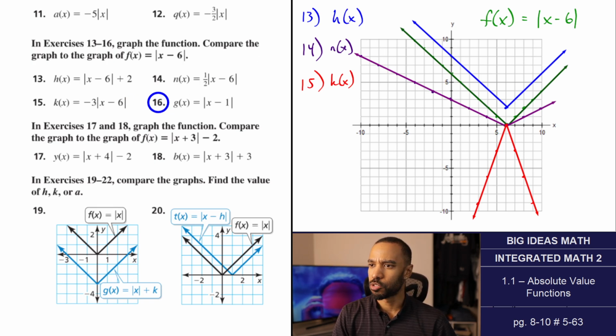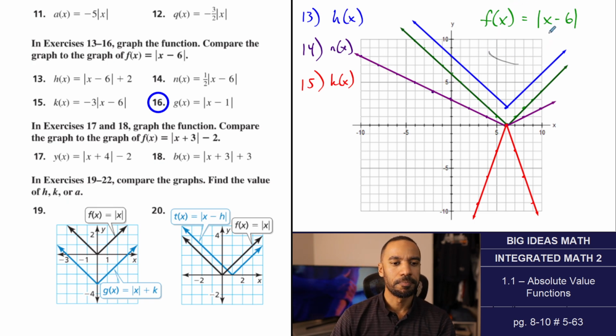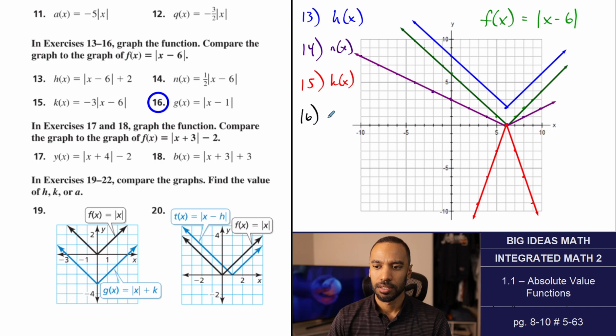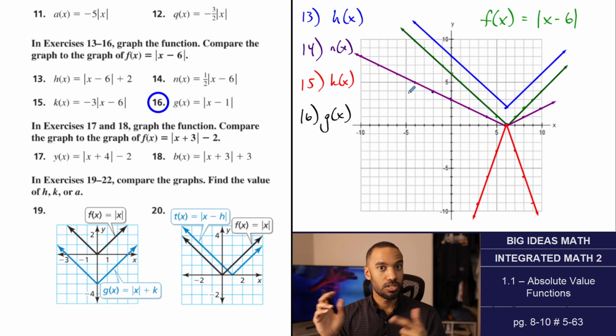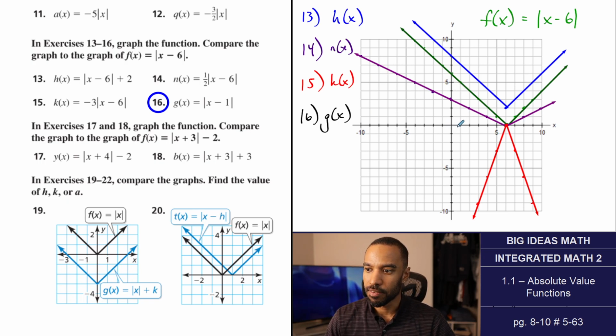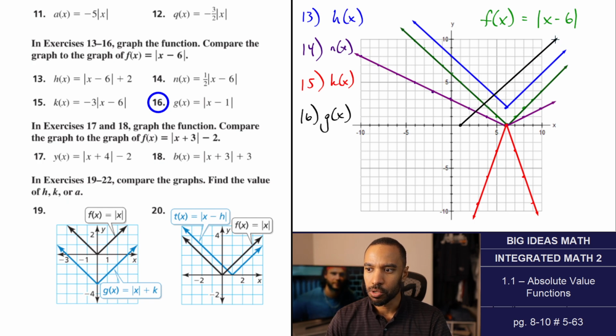And last one, I might as well just use black. I'm actually limited in colors that I have. There we go. G of x equals absolute value of x minus 1. This changes the vertex this time. Absolute value of x minus 1 is over here. But that seems to be the only thing that changes. Not slope, but the stretch factor. I go up 1 over 1, so there's no change in stretch factor to green.